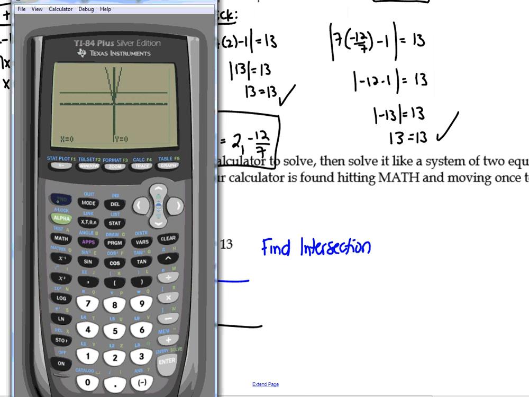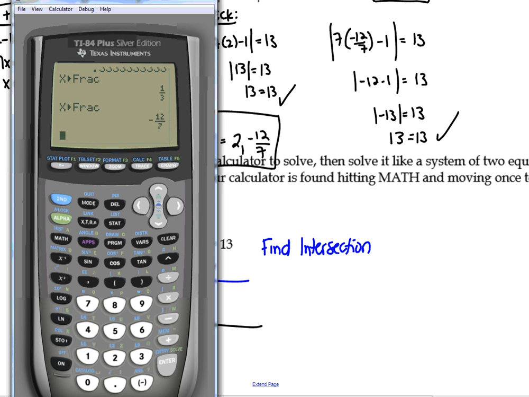Second trace, number 5. Now, there's 2 intersection points, so you have to scroll to the one you want and then push enter 3 times. Notice it gave me x as negative 1.71. Well, that's not good for me. Remember, your calculator automatically stores that x. So if I quit out of here, I can go x, math, enter, enter, and there is negative 12 over 7. It automatically stores it once you find the intersection.